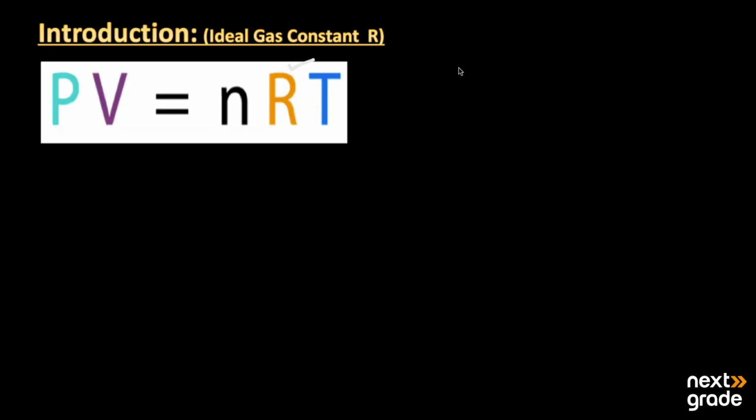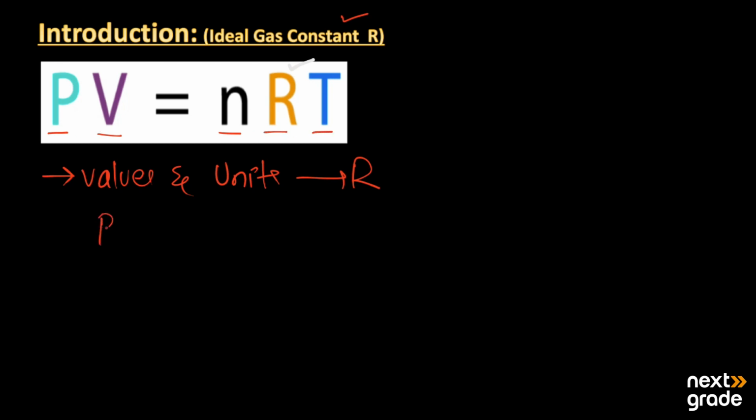So, in today's video, we will discuss the ideal gas constant, denoted by R. Here we will find its values and units. The main objective is to calculate the values and units for R, which is known as the general gas constant. We have the equation: the product of pressure and volume, PV, is equal to the product of the number of moles, the general gas constant and the temperature. So here we have the equation PV = nRT.